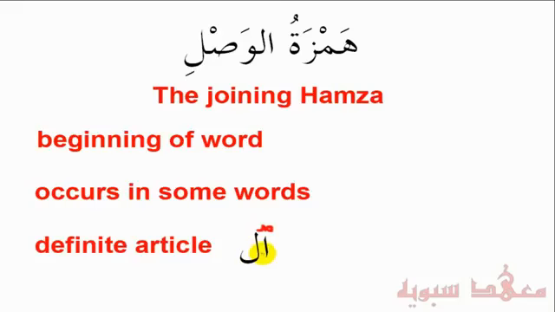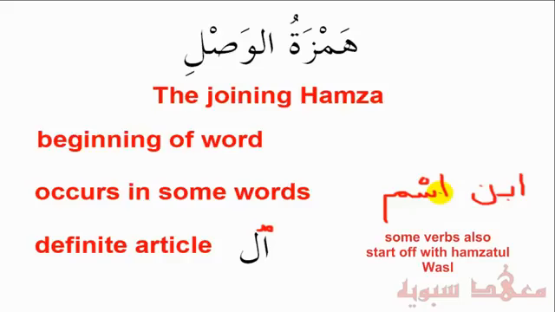But when I mean it occurs in some words without the definite article, because when you put the definite article in any word, it will start off with Hamzatul Wasl. Now, some of the words that have Hamzatul Wasl, the common words, are, for example, ibn. So ibn means son, or ism. And the words, for example, imra'a, woman.